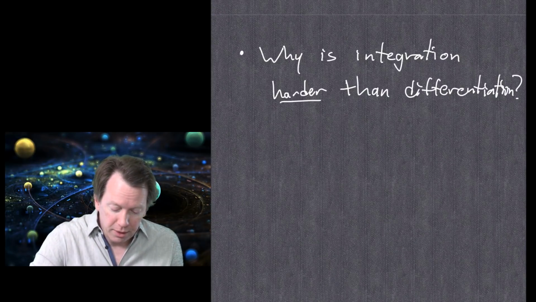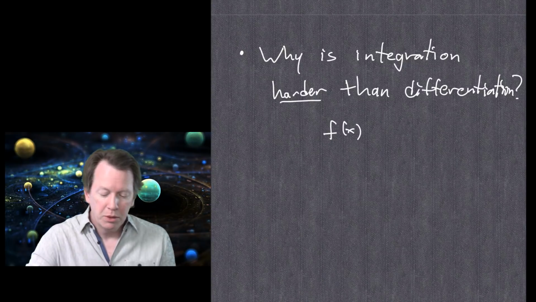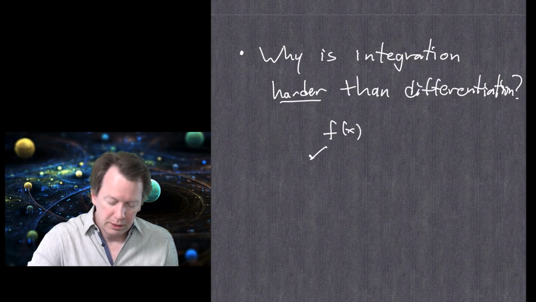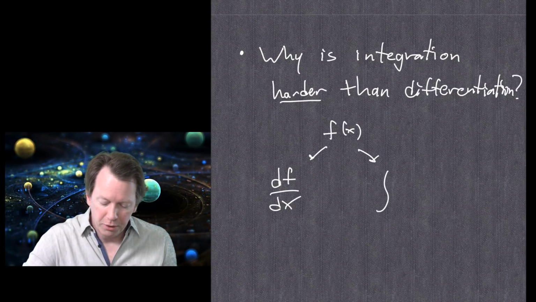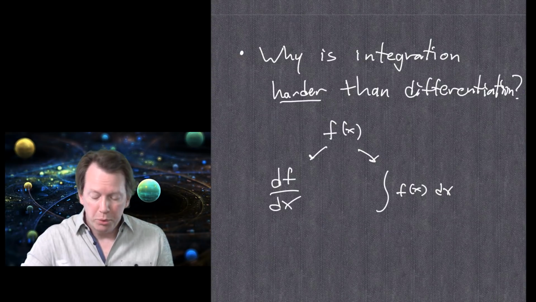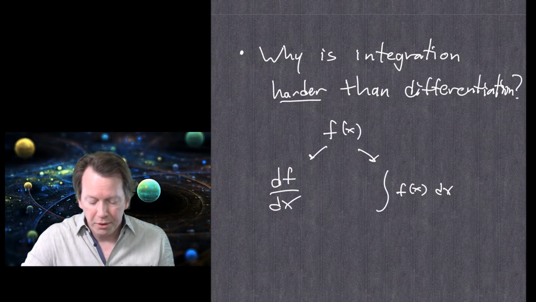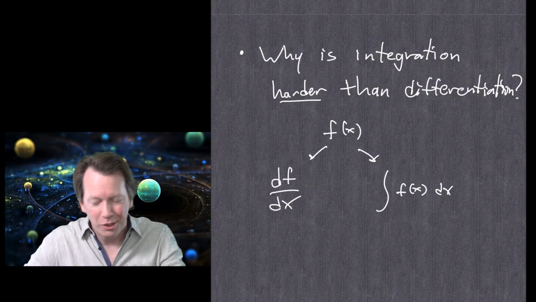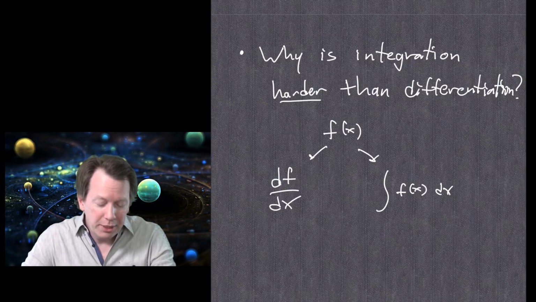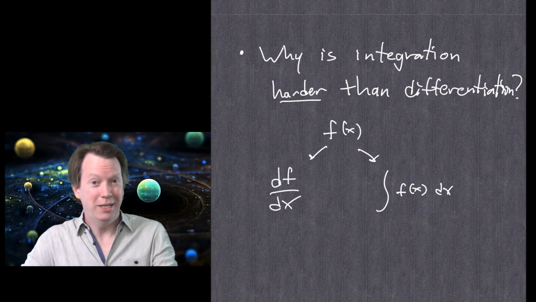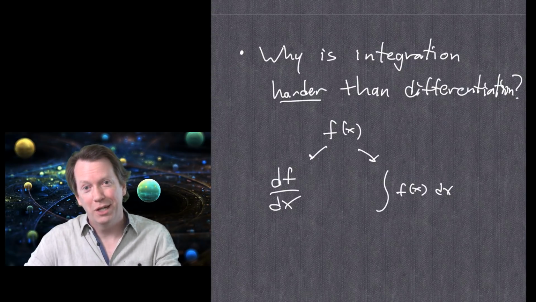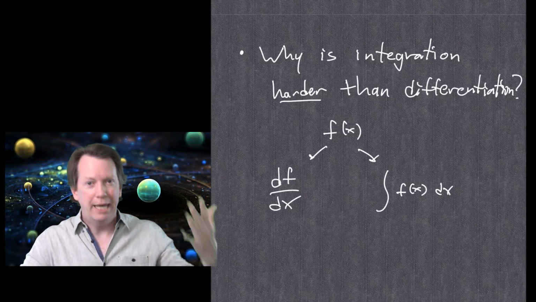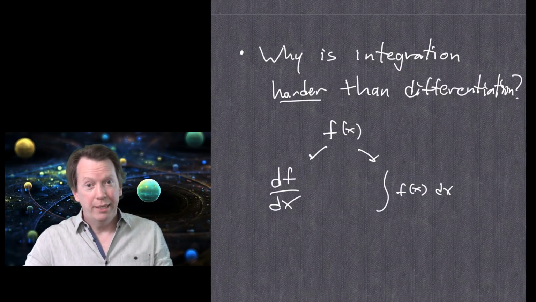When someone gives you a function, f of x, you could take its derivative, df dx. You could take its integral, the integral of f of x dx. This is the slope at any one point. This is the area accumulated under the curve. But when you sit down to do that, when you actually go through the math, run through the equations, differentiating functions is easy. There's very few functions out there that you cannot just differentiate and get an exact, what we call an analytic, answer to. Integrating is really hard.